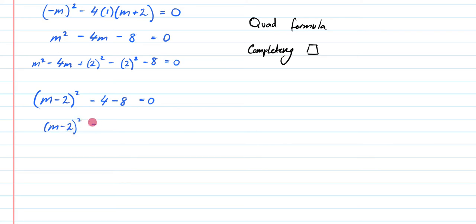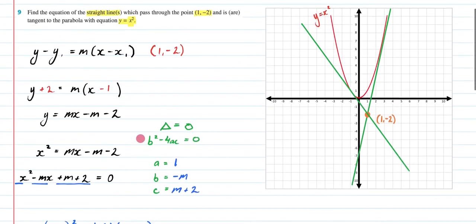Let's take my constants over to the other side. So I'm going to get 12. Let me then square root that. I'm going to get plus or minus the square root of 12. So I'm going to get m is equal to 2 plus or minus 2 the square root of 3. And that is going to be my final answer in terms of what m is. So what I have done is found what my gradient is going to be for my lines.